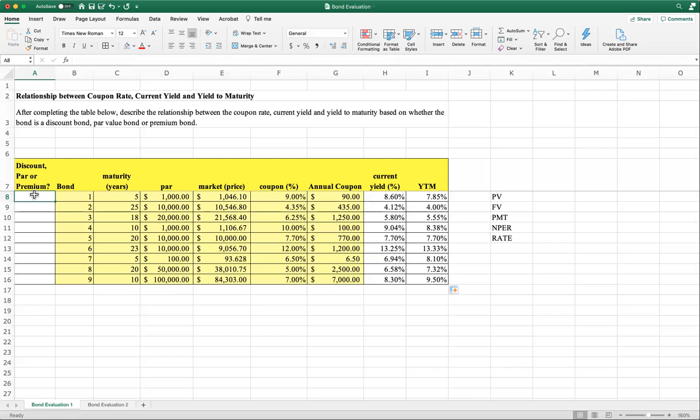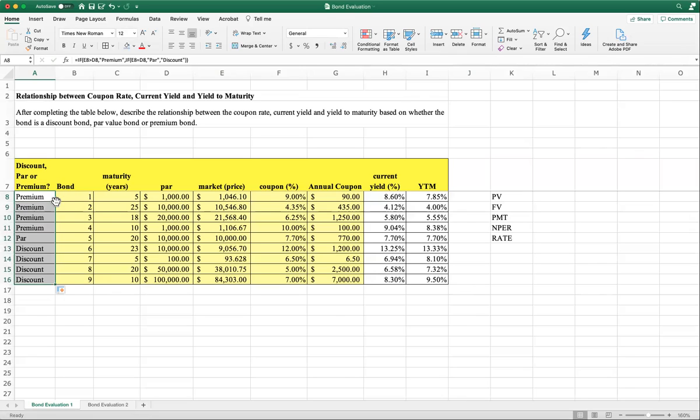Okay, so if the market price is higher than the par, we call it premium. And if the market price equals the par, we call it par. Otherwise, we call it discount. There are only 3 scenarios: greater than, equal to, or less than.